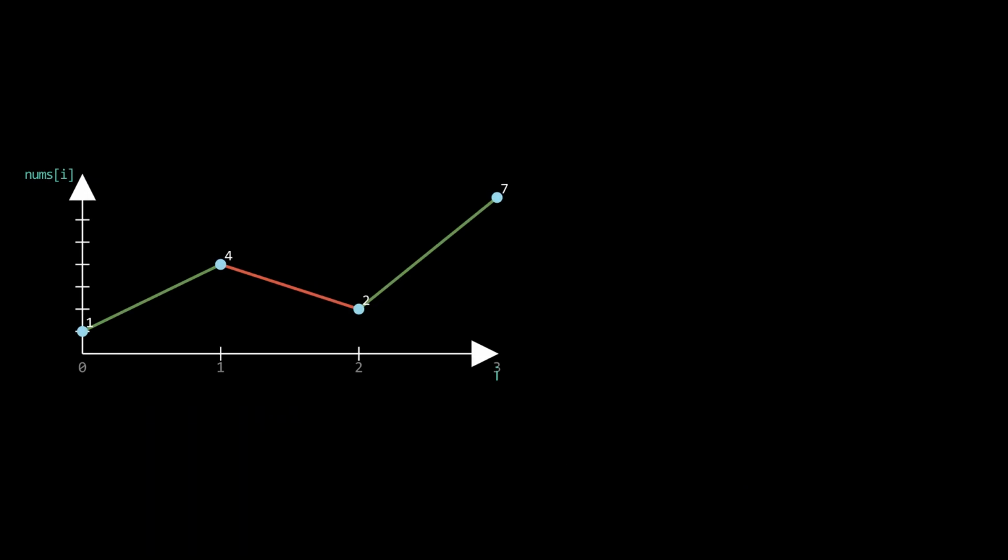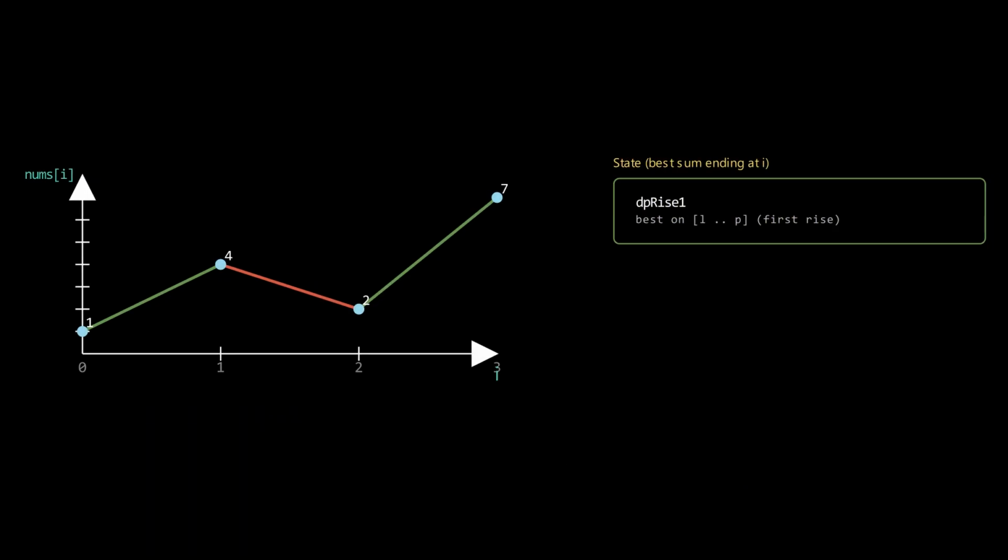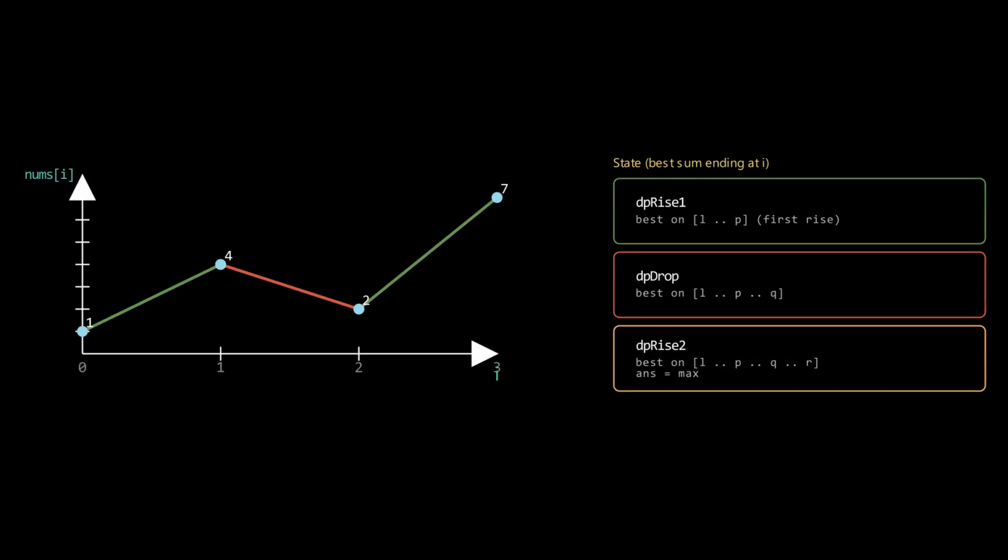Here are the 3 phase totals we keep while scanning. dpRise1 tracks the best sum on the first strict rise, L through P. dpDrop carries the best sum through the middle descent, L through P through Q. dpRise2 is the only state where all 3 legs exist, it holds the best full trionic-shaped prefix on the final rise. The answer is the maximum dpRise2 seen while you scan the array.